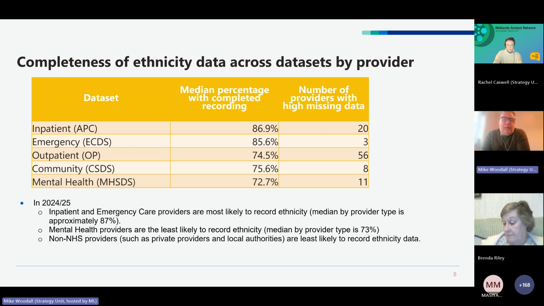ECDS again has high levels of ethnicity recording, but far fewer providers with high missing data. Outpatients goes down, and there's a high number of providers with high levels of missing data. Again, in community and mental health, it goes down, and there are fewer providers with missing data. So we know that there are issues in all the data sets, and that specific data sets have bigger issues than others.